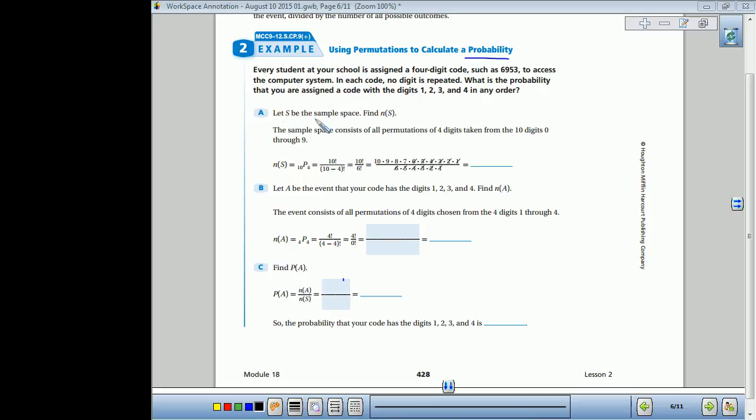So let S represent our total sample space. Find N(S). Well, guys, this N means the number. So how many items are in our sample space? What is the number in our sample space? The sample space consists of all permutations of 4 digits taken from the 10 digits 0 to 9. So we have 10, we're choosing 4. This is our N, this is our R. That is a terrible looking N. Just know that's an N.